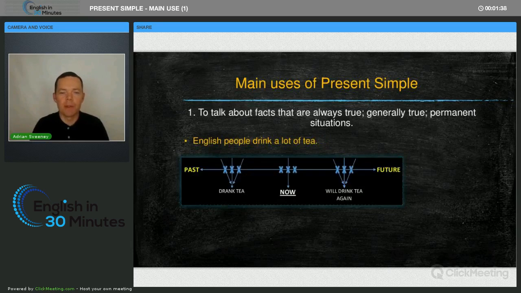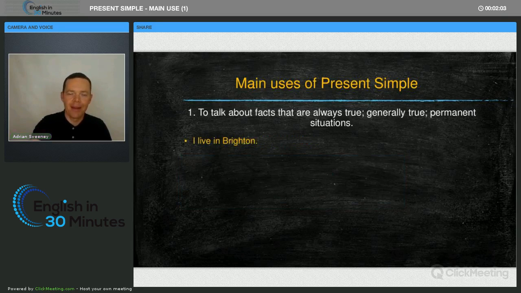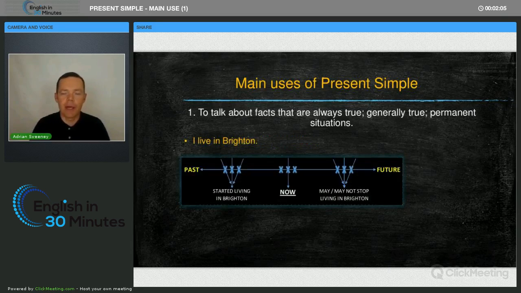Another one, English people drink a lot of tea. This is generally true. Not all English people, but a lot. English people love tea, and we drink a lot. So again, look at the timeline. In the past, English people drank a lot of tea, and I'm sure we will continue to drink lots of tea.